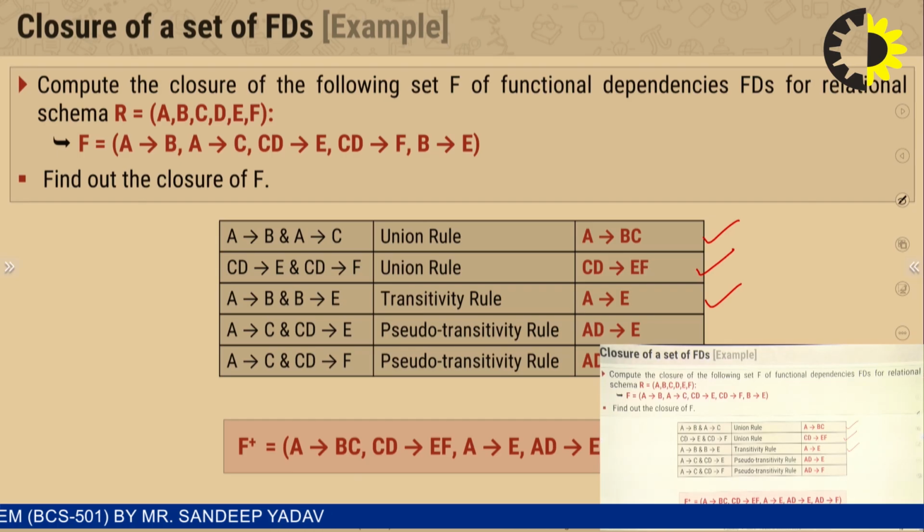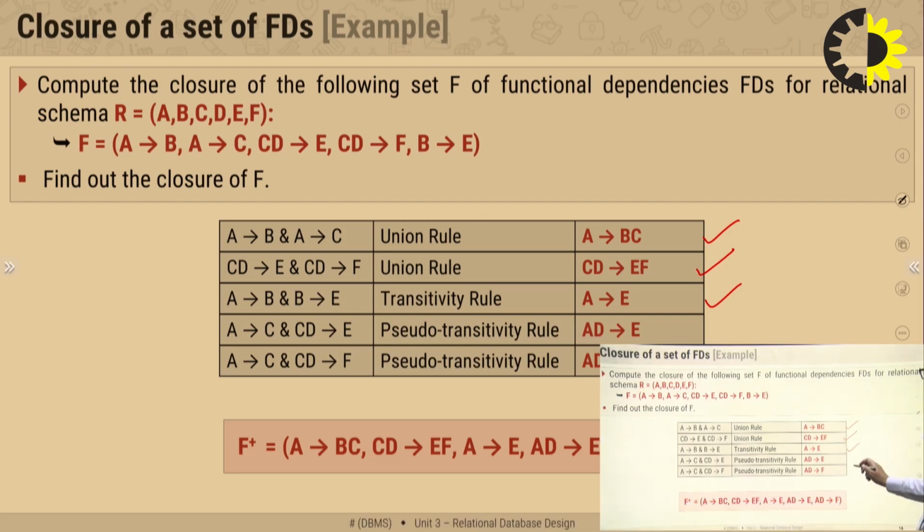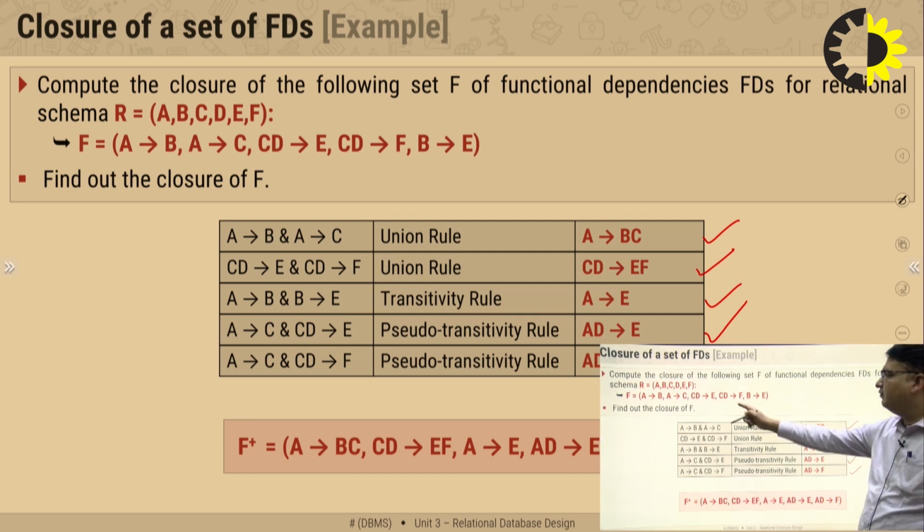Fourth, A determines C and CD determines E. This means AD determines E, by the pseudo transitive rule. A determines C and CD determines F, that is AD determines F. This is again the pseudo transitive rule. So the closure of F is F plus, and these FDs are A determines BC, CD determines EF, A determines E, AD determines E, and AD determines F.